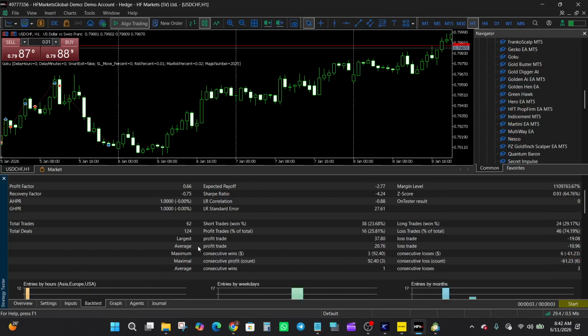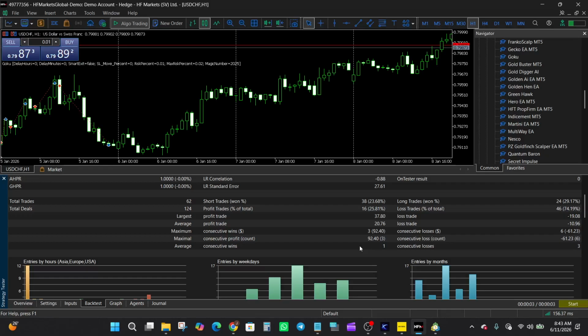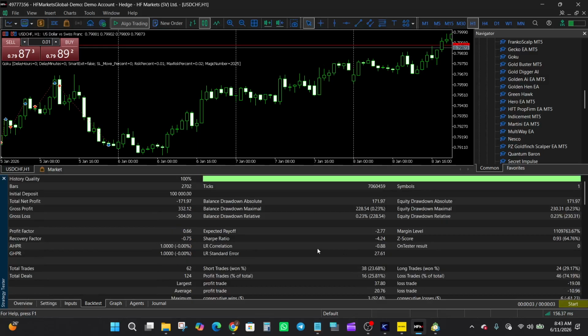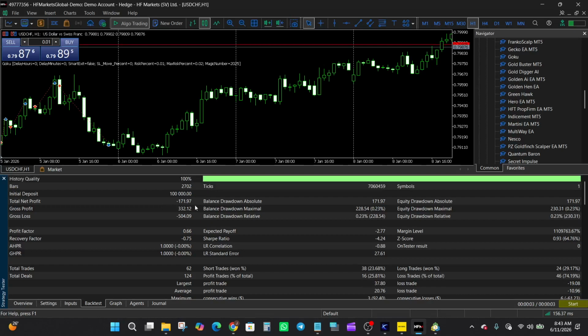That's quite low. The largest profit was just $7.8. Largest loss was $19.08. Average profit $20.76. Average loss $10.96. So this shows that the risk to reward ratio is actually okay. It is very close to 1:2. All right, so not surprising, because based on the information we saw on the marketplace page, the EA seems to target risk to reward of around 1:2, right? So the win rate is probably one of the major causes of this negative net profit, even though it is small compared to the initial deposit.